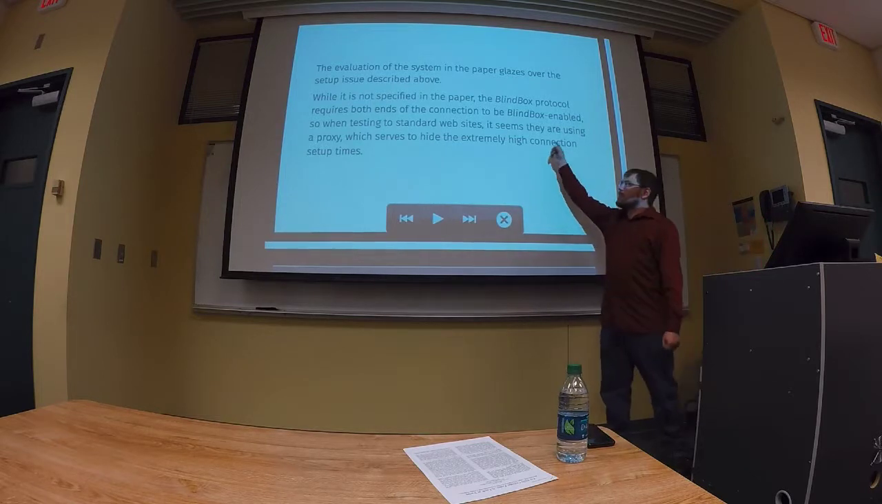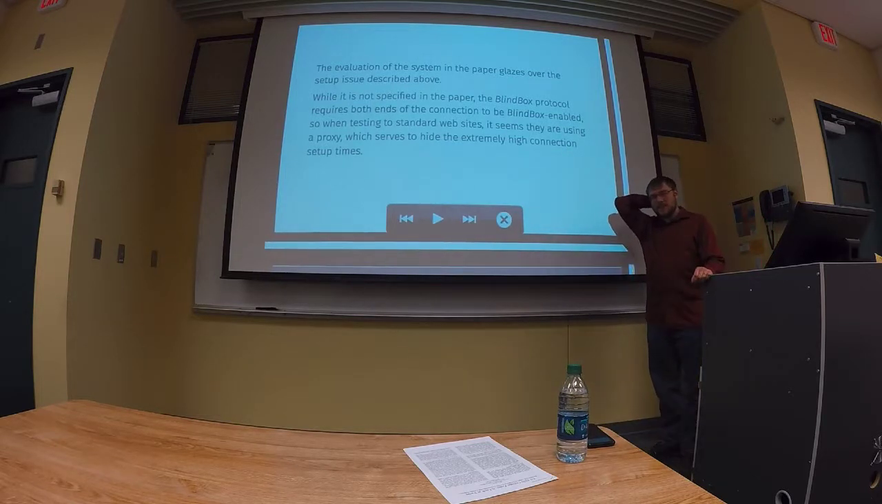It seems like they're using a proxy as well that they don't really talk about, because their protocol requires both ends to participate in the BlindBox protocol, and obviously they didn't get CNN.com to set up a BlindBox-enabled server. So it's kind of confusing how they got some of their measurements.